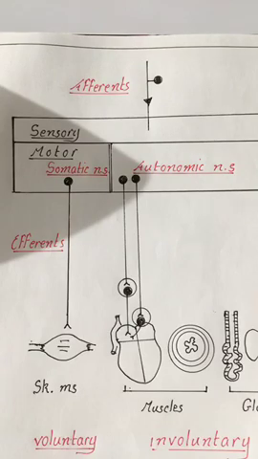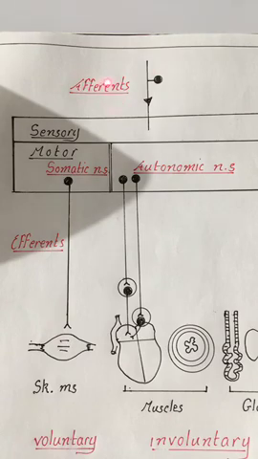Functionally, the nervous system is divided into 2 divisions. The sensory division, which receives sensory signals via afferent nerve fibers, and the motor division, which sends motor signals via efferent nerve fibers. The motor division of the nervous system is further subdivided into 2 parts.